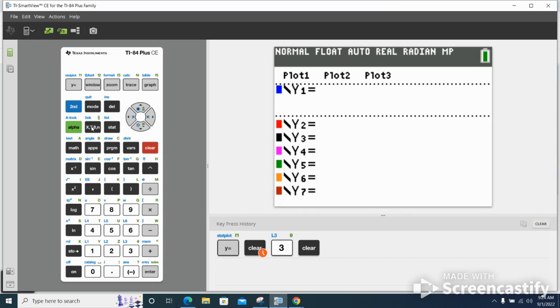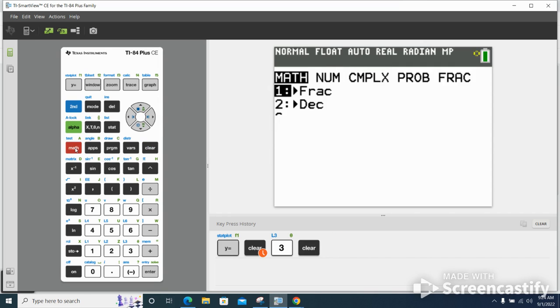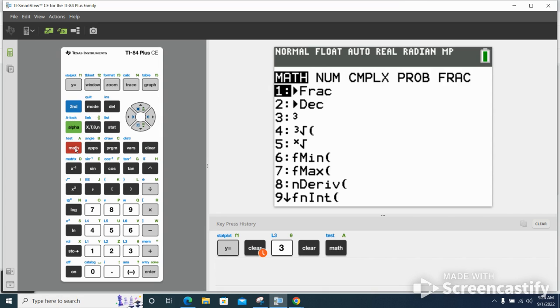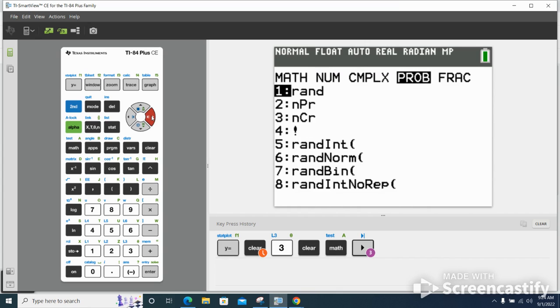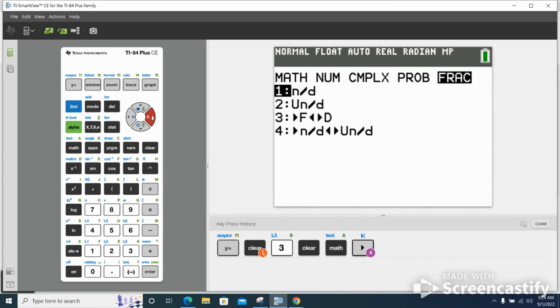I'll show you how. If I ever want to enter a fraction on these calculators, go to math. See the math button right here? Okay, do you guys have something like this? All right. So what do you think this last thing over here means? Fraction. So take the right arrow and slide over till you get to fractions. Okay?